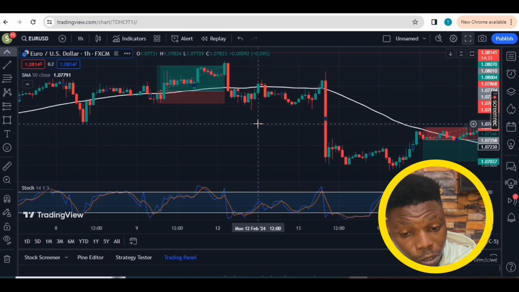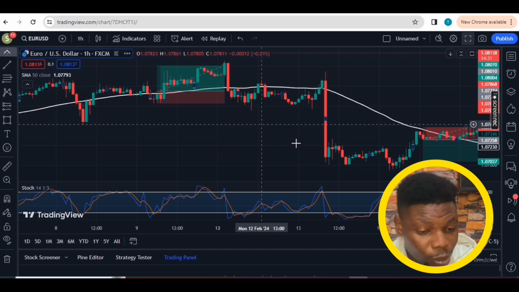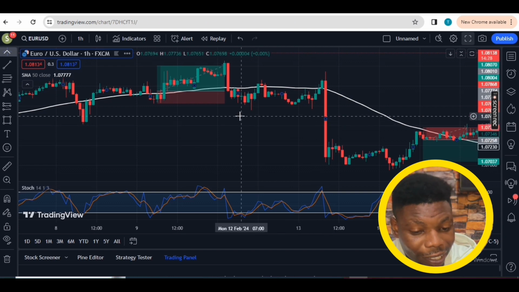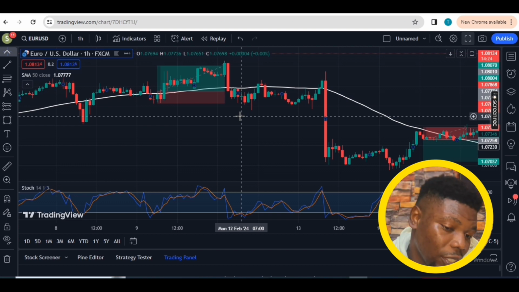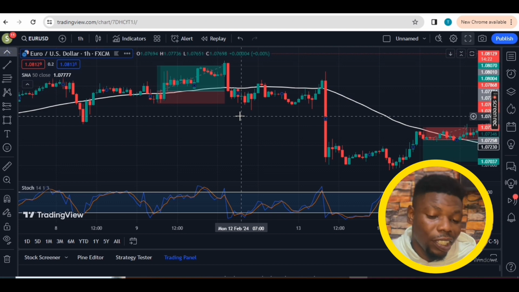Because we're using 1:2, we won 3 trades, so that's 6%. Then minus 1, 6 minus 1 is 5. So we're up by 5%. So you can see how the strategy is very, very profitable, guys.